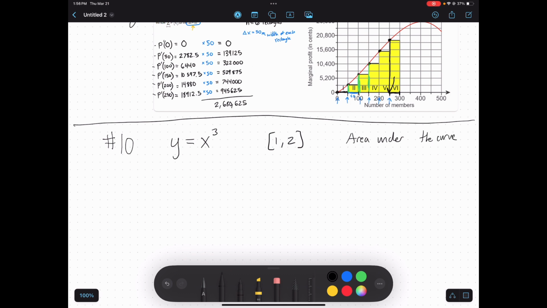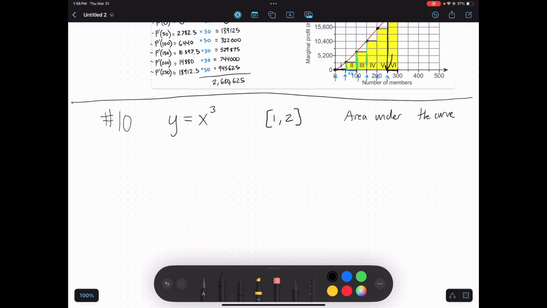So all I want to just talk about with this one is, if I'm finding area under the curve, what does that mean I'm calculating? I'm calculating a definite integral. So the definite integral of my function, what are my bounds? My bounds are this interval that I'm finding the area under the curve over. So in my case, 1 to 2. Remember, always put that left-hand bound on the bottom, right-hand bound on the top.